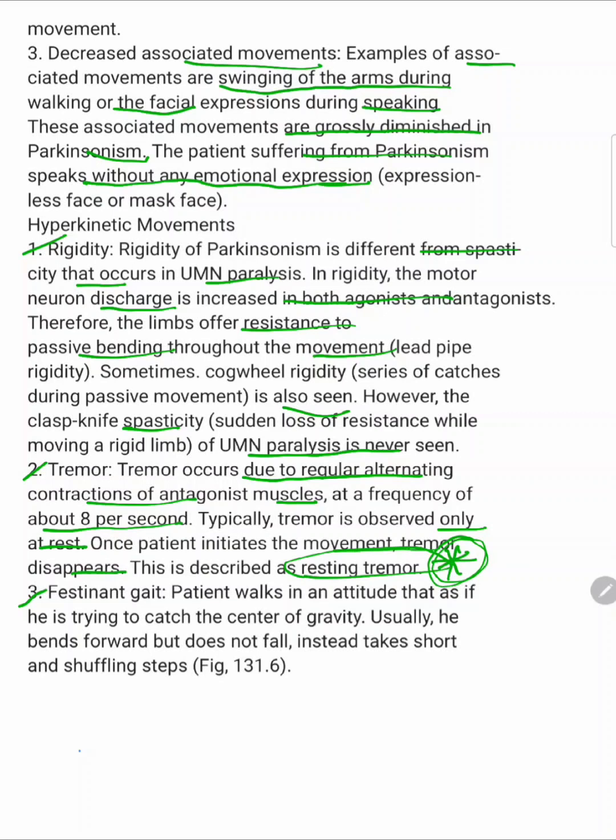See, tremors are seen in other diseases also, whereas resting tremor is only seen in Parkinson disease. It means even when they are at rest, tremors will be seen. Once they want to do any work, it will disappear.